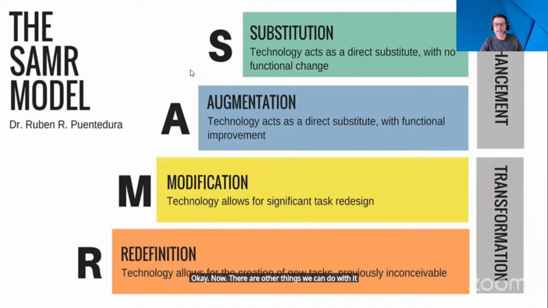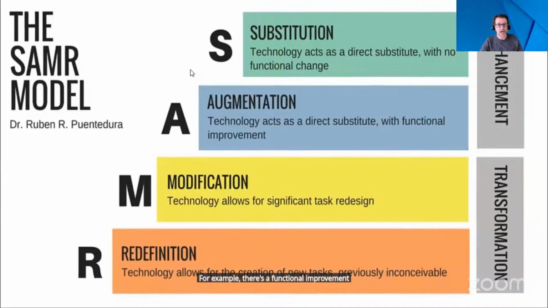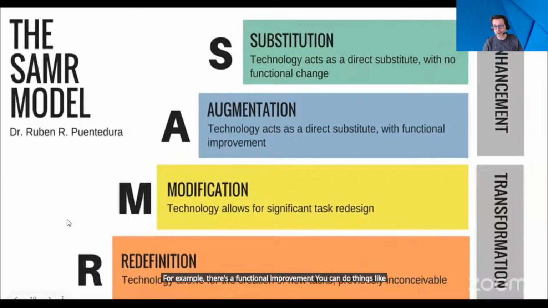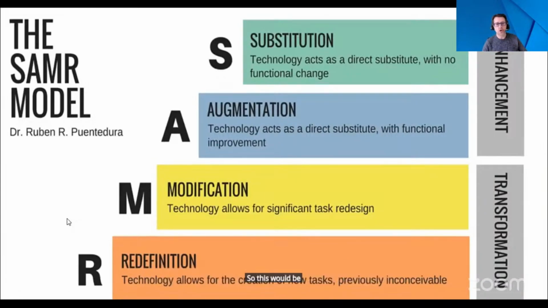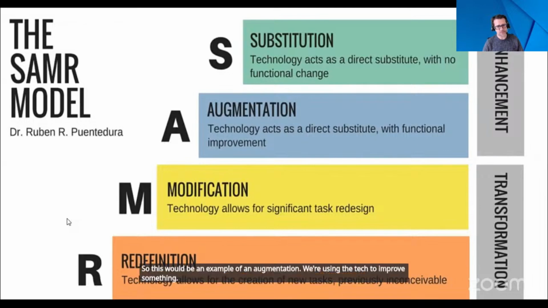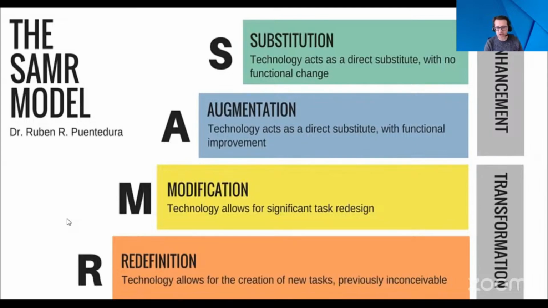Now, there are other things we can do with it. Now, we can augment it. For example, there's a functional improvement. You can do things like spell check, you can correct the grammar, everything like that. So this would be an example of an augmentation. We're using the tech to improve something, okay? Which again, there is an analog version. But really all they're doing then, the tech is enhancing.